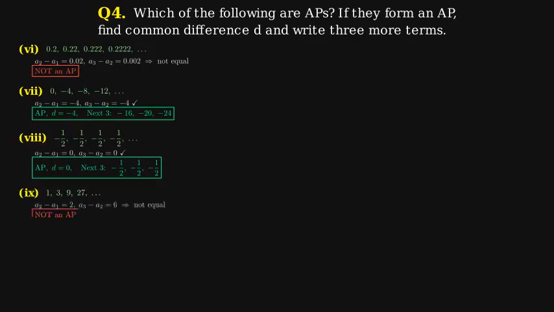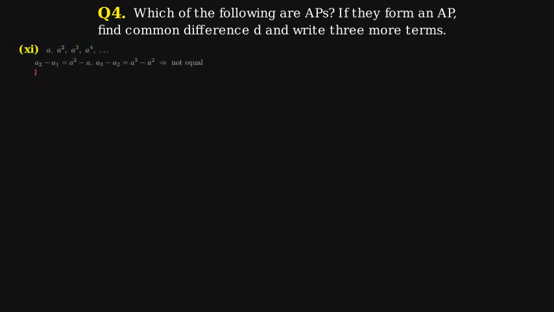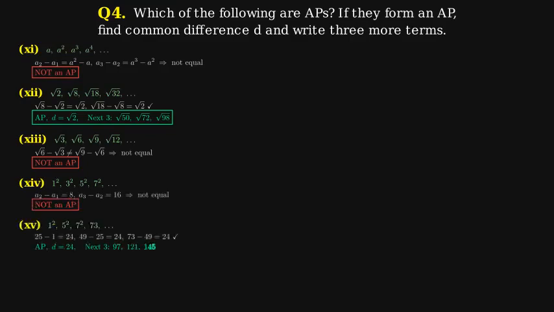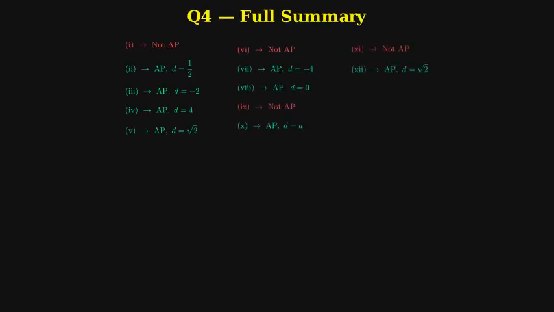3. Minus 1.2, minus 3.2, minus 5.2, minus 7.2. Differences are minus 2 throughout. AP with a equals minus 1.2, d equals minus 2. 4. Minus 10, minus 6, minus 2, 2, d equals 4. AP. 5. 3, 3 plus root 2, 3 plus 2 root 2, d equals root 2. AP. 6. 0.2, 0.22, 0.222. Differences are 0.02, 0.002, not constant. Not an AP.